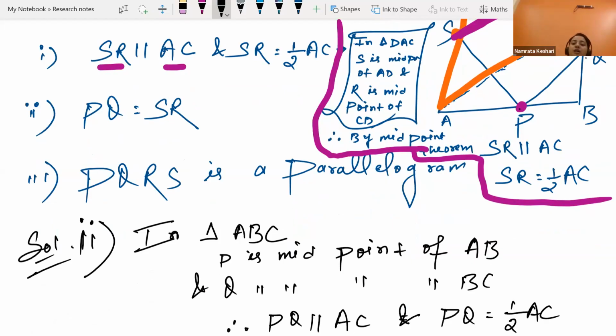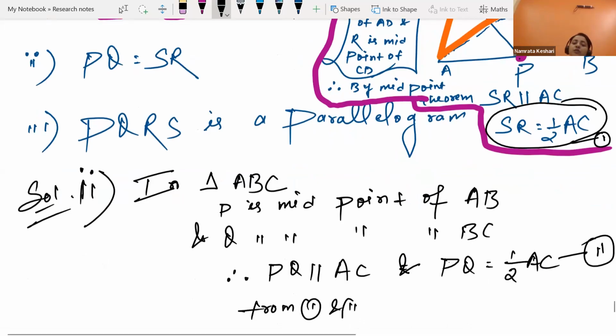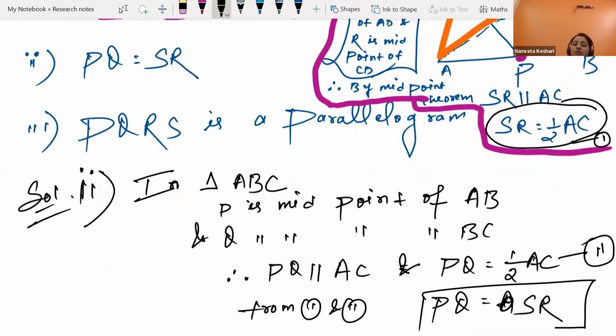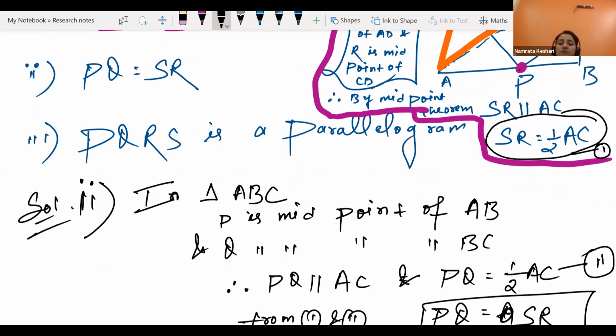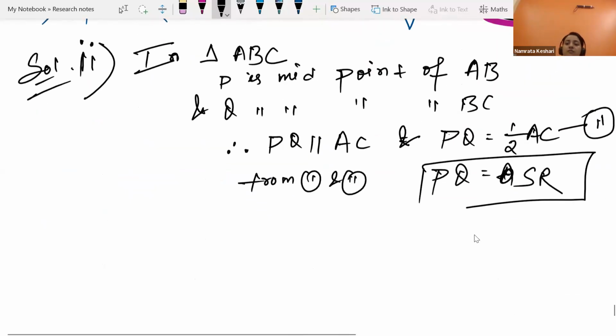Now you tell me, we are saying PQ is equal to half of AC and we have written SR is equal to half of AC. From equation 1 and equation 2, can we say that PQ and SR both are same? Yes, ma'am. So from 1 and 2, PQ is equal to SR. That's what we wanted to prove. Is it clear? Yes, ma'am.